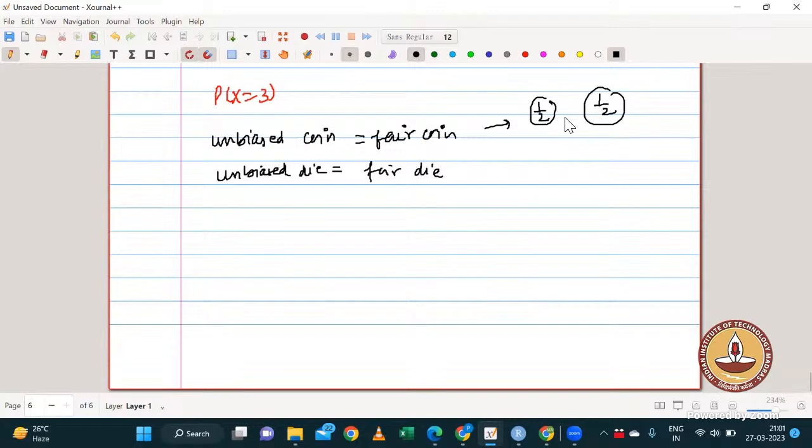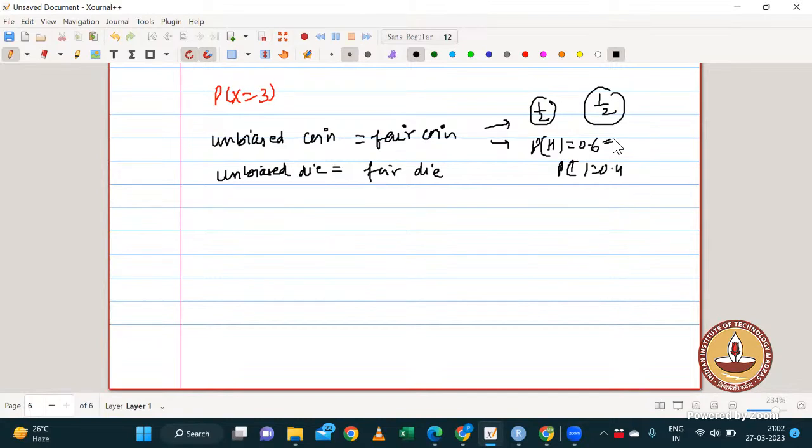If there is some manipulation in the coin, let's say the side of head I made somewhat heavier, any biasness is involved there. Suppose I say the probability of head is 0.6, and the probability of tail will be 0.4. So I'm doing some biasness, I'm considering head to be greater than tail. Same is for die.